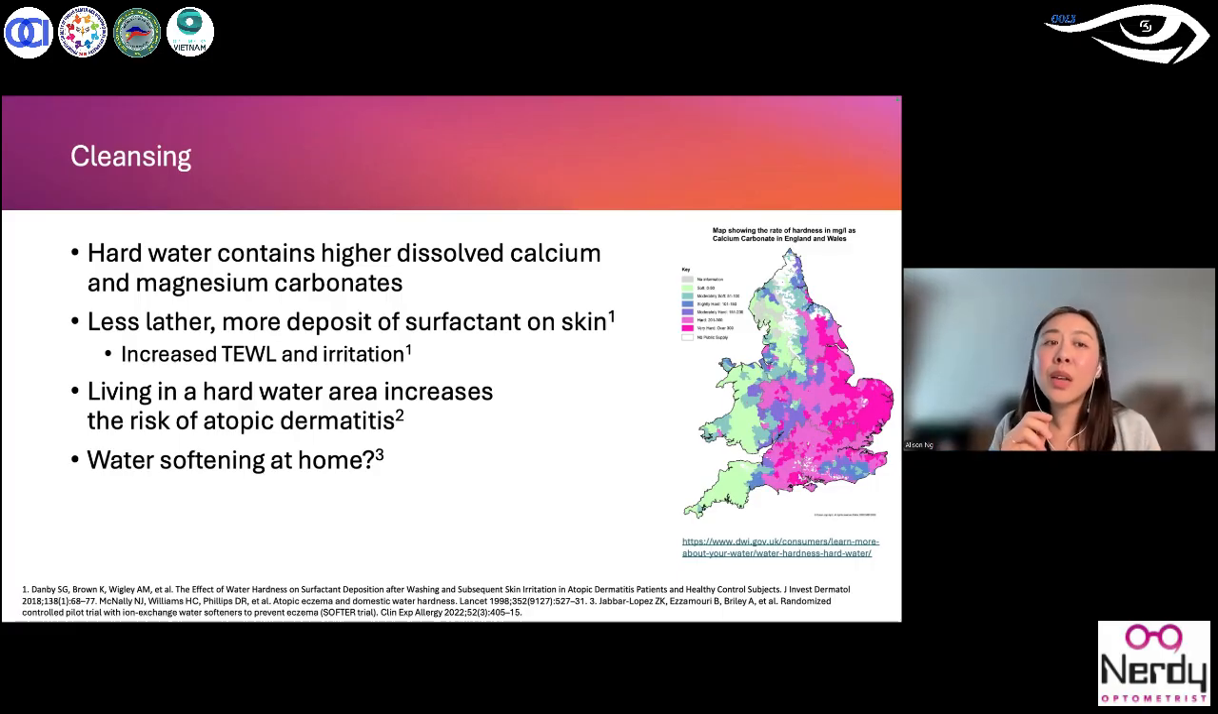But effectively, those who live in a hard water area will find that there's an increased deposit of surfactant left on the skin. As a result of that negative effect, we tend to see that these patients have increased transepidermal water loss. So remember, that's bad. The higher the transepidermal water loss, the poorer, and that leads to more irritation. We know already as well that living in a hard water area also increases the risk of contact dermatitis. So for some parts of the world, water softening at home is going to be really critical in keeping what comes out of your taps soft and suitable, minimising reactions on the skin.